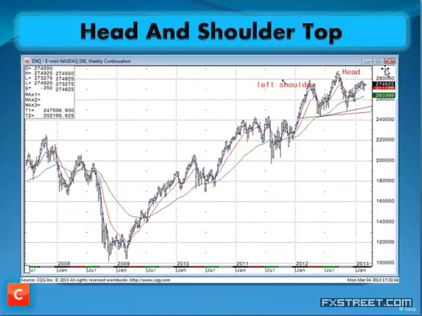Okay. I've got the left shoulder there, I've got the head there, and you see there where we're forming the right shoulder. Now, in a reversal pattern like this, that point there is the break point, and the market should then move the height of the head to the neckline.